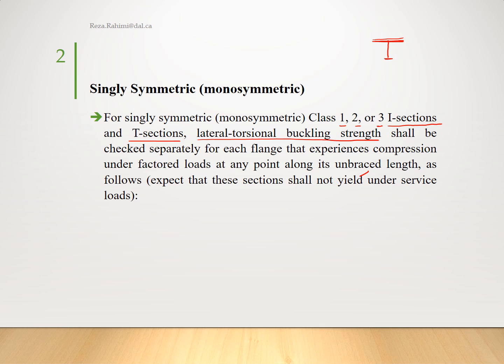As follows, we're going to talk about that. And except those sections shall not yield under service load. Because if your section yielded under the service load, your lateral torsional buckling resistance will be reduced.